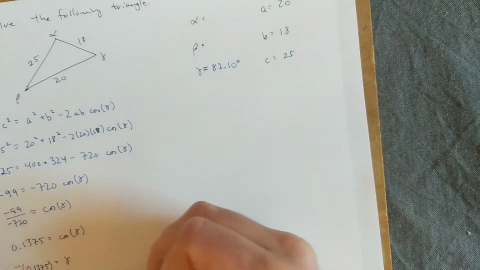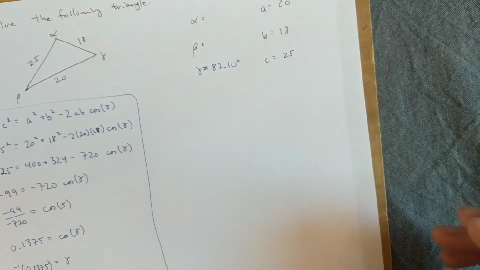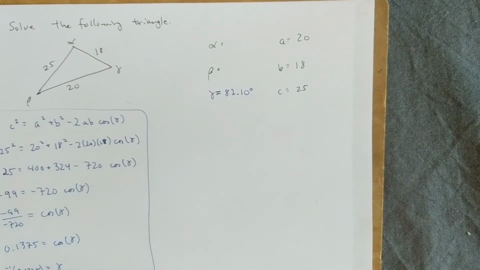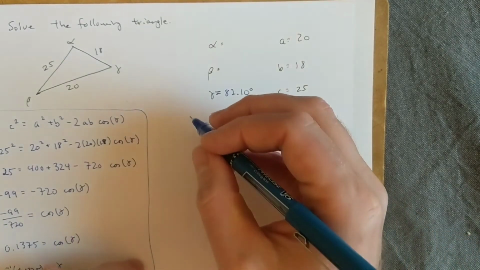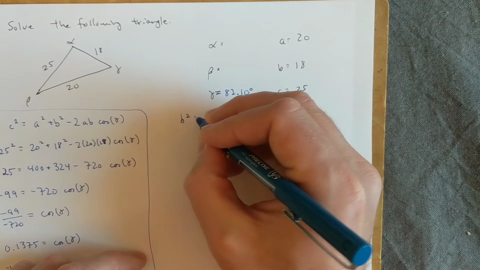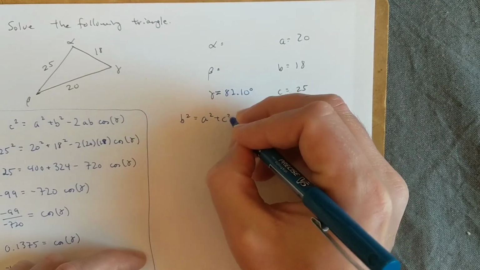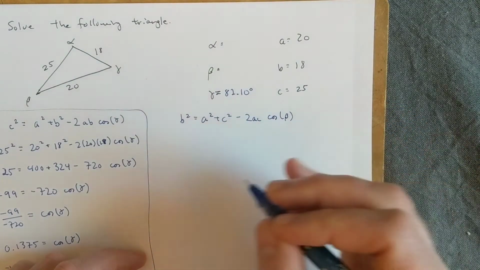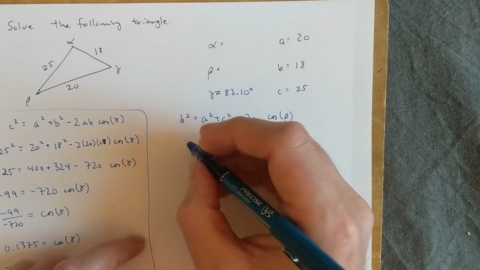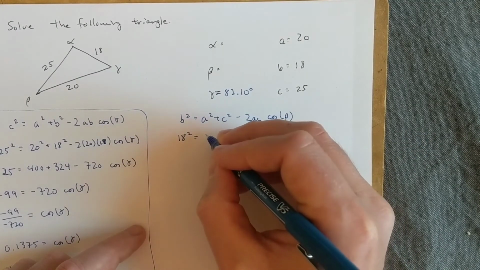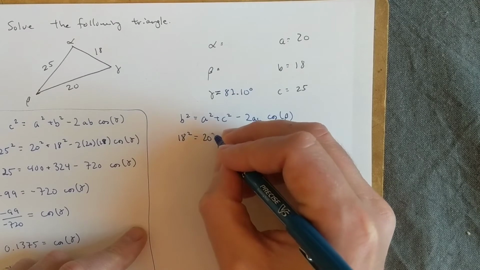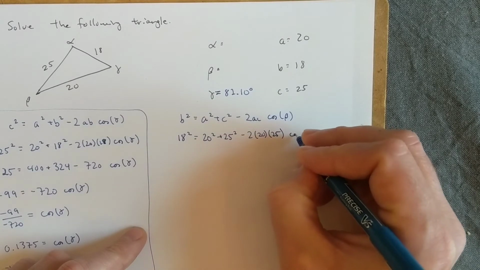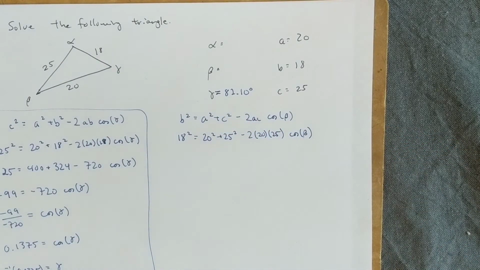So we need to do this again for one of the other ones, but remember, once we have 2 of them, then we don't have to do the last one because we can just use the fact that they should add up to 180. So let's see, I did beta, so we have b squared equals a squared plus c squared minus 2ac cosine of beta. All right, so fill these in. I got 18 for b, 20 for A, and 25 for C. And beta is what we're looking for, so that'll stay a variable.